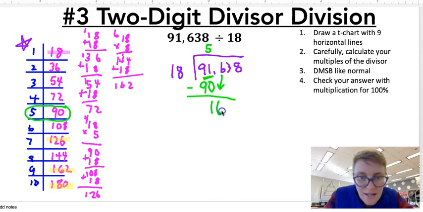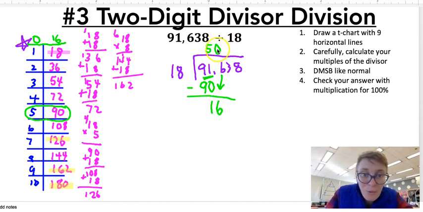I'm going to bring down that 6. So now I have 16 that's left. If I look for 16 in our multiples, 16 is actually too small. 16 would be up here. So it's almost like there's a hidden multiple that's like 0, which is any number less than 18. So we actually need to fill in a 0 here because 16 is too small.